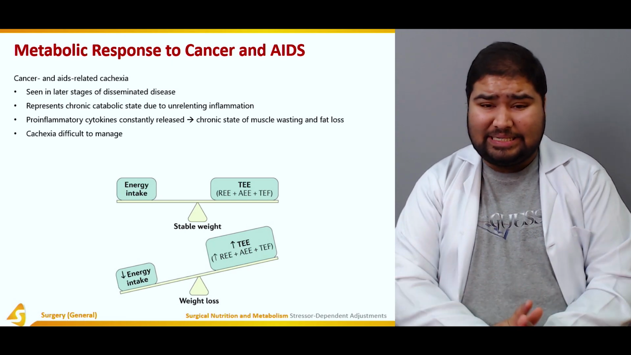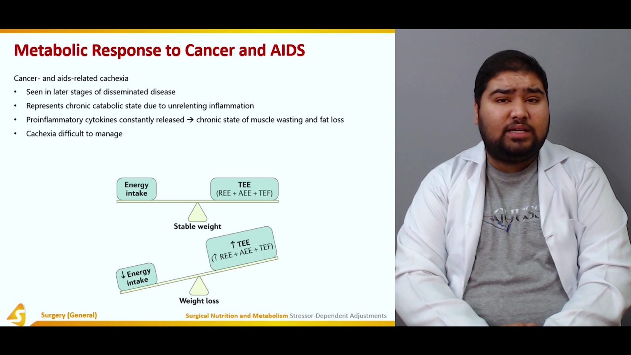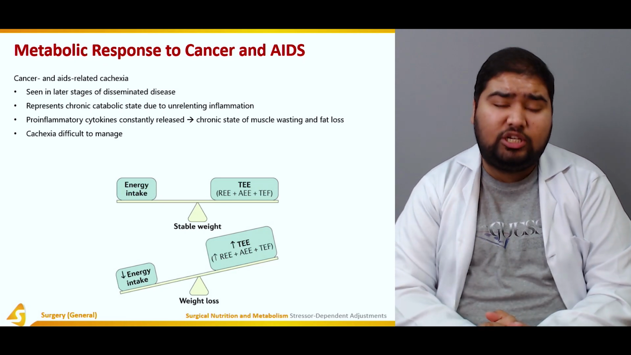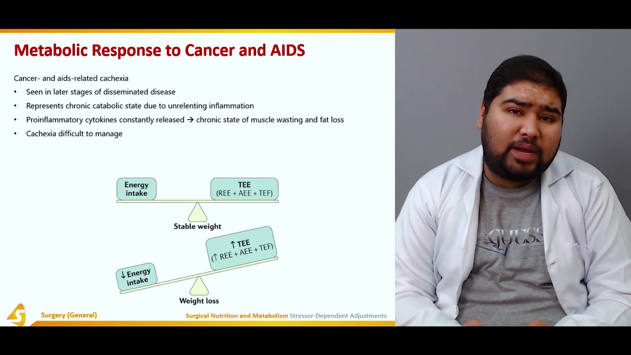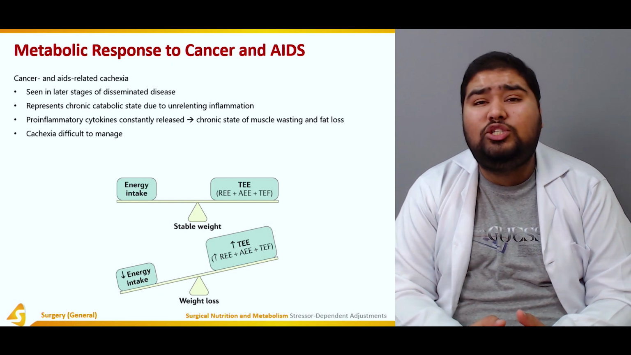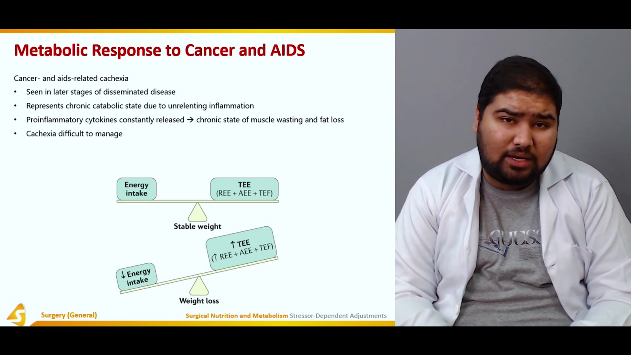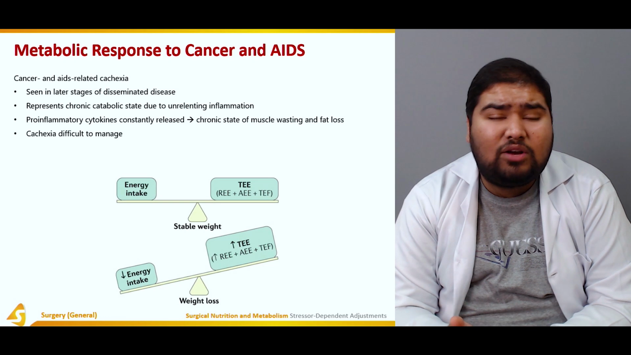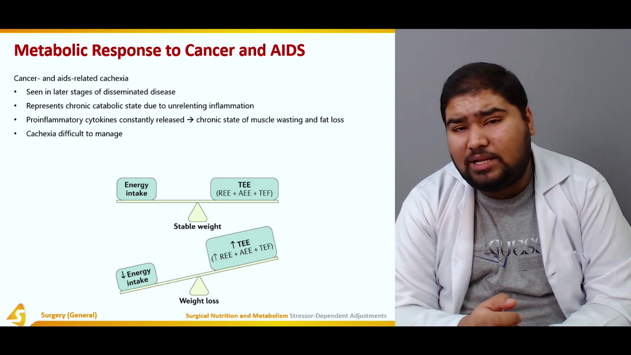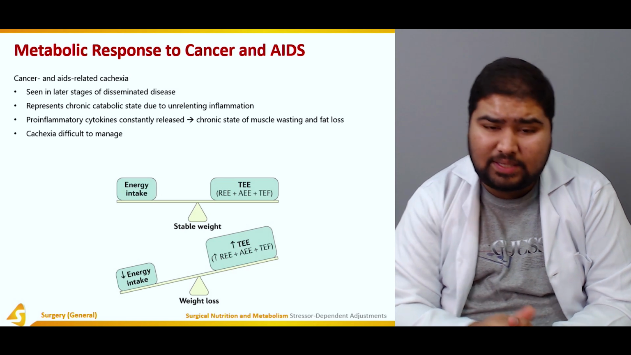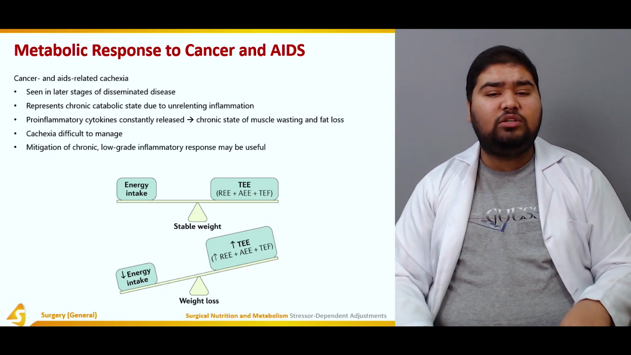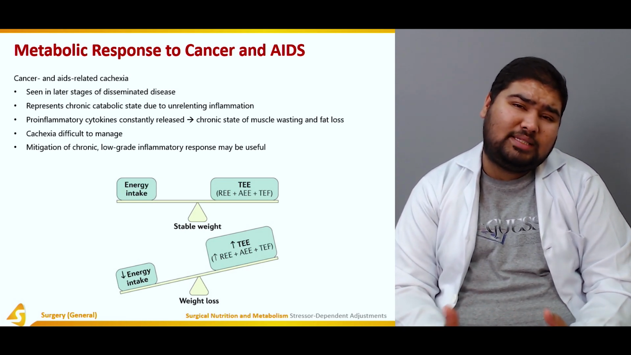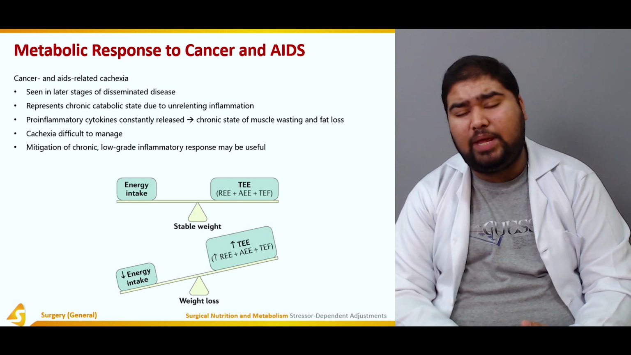So cachexia is a very difficult condition to manage. The reason being it develops due to chronic malnutrition, and chronic malnutrition in these patients is due to a chronic condition that usually cannot be treated. With these untreated conditions, the patient has to live with it, and there are severe consequences, as a result of which the malnutrition persists. So mitigation of the chronic low-grade inflammatory response may be useful. This is one of the things that can be used to treat, but it may or may not help.